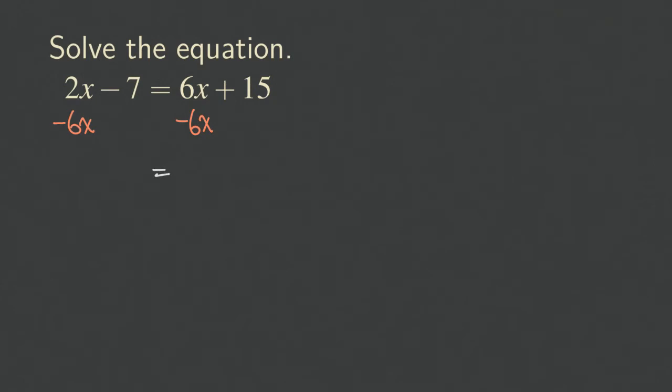So it becomes 0 right here. Usually we don't even need to bother putting down the 0. So we'll only put this 15. And what about the left hand side of the equation? The left hand side would be 2x minus 6x, which will give us negative 4x.